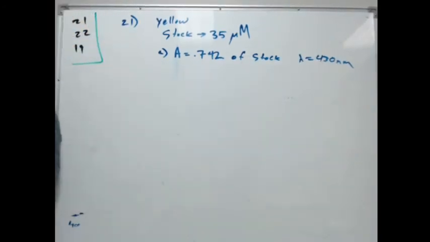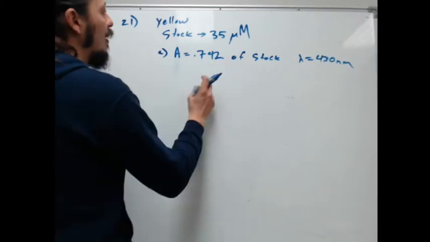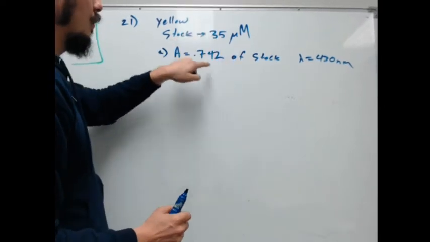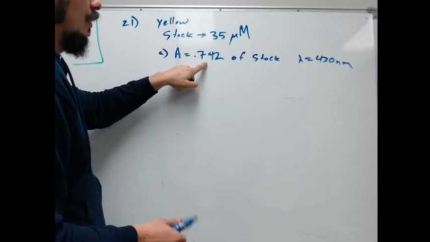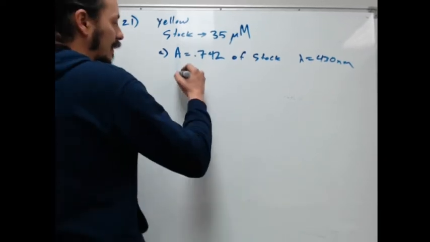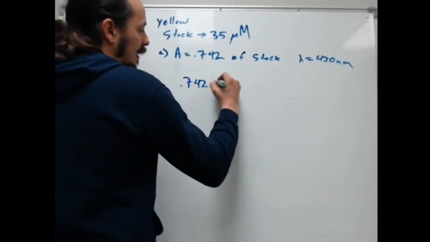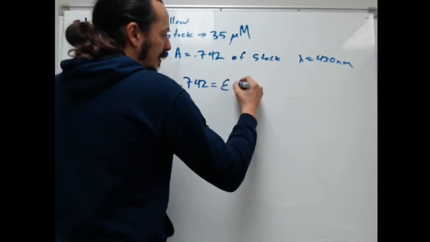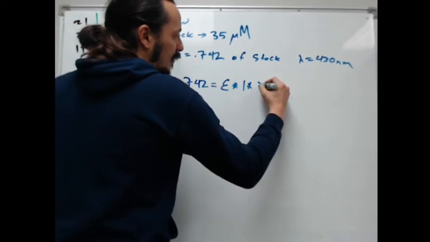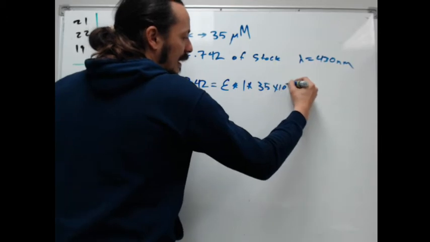Whose equation do we use? Beer's law. Same thing, right? We've got our concentration, we've got our absorbance, and we're being asked to find epsilon. So we look at this, we say 0.742 is equal to epsilon times 1 times 35 times 10 to the minus 6.